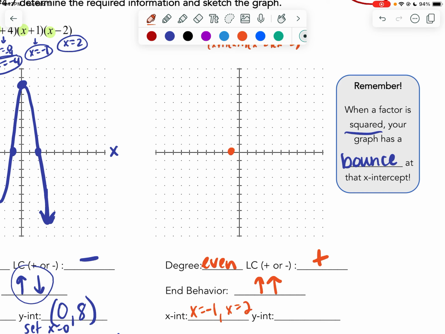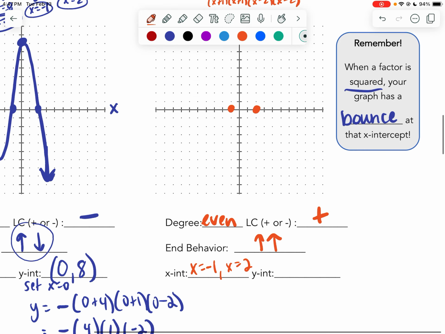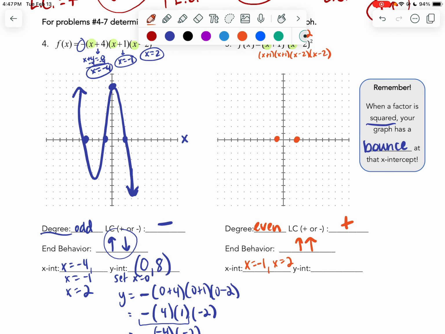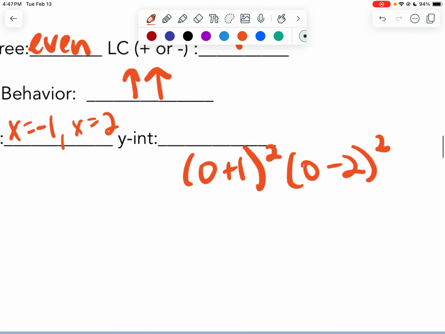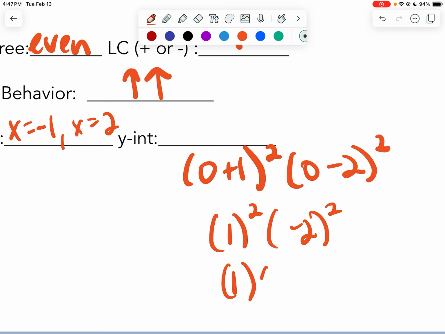So we can plot those. Okay, y-intercept, same as before. Plug in a 0 for x. So it's 0 plus 1, don't forget the squared. 0 minus 2, don't forget the squared. Okay, so that's 1 squared and then -2 squared. 1 squared is 1. -2 squared is +4, so that's just going to be 4.